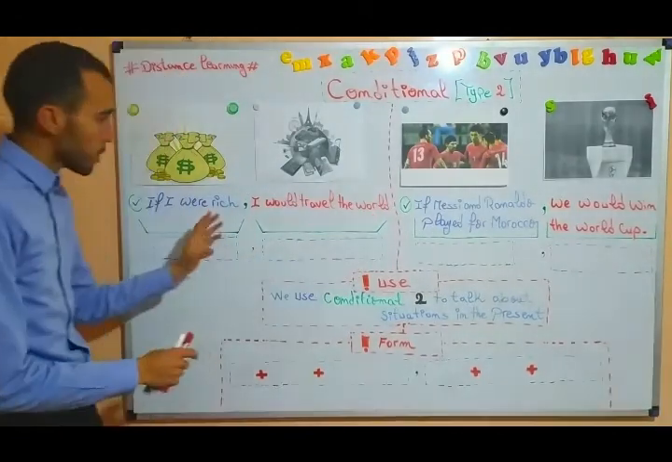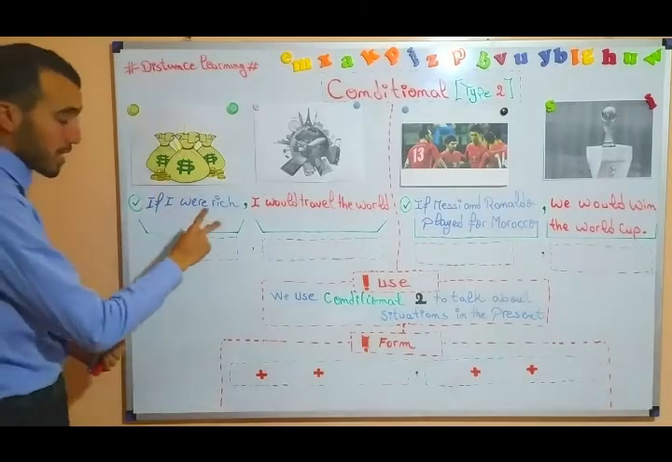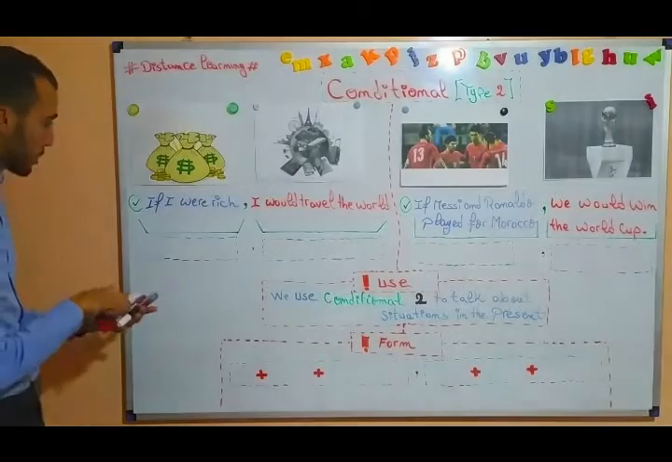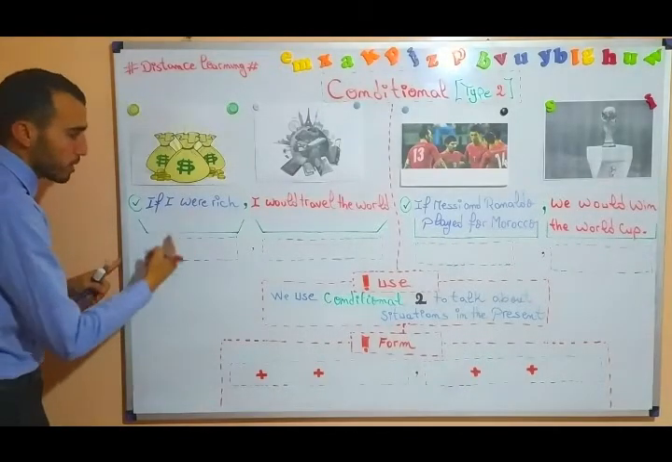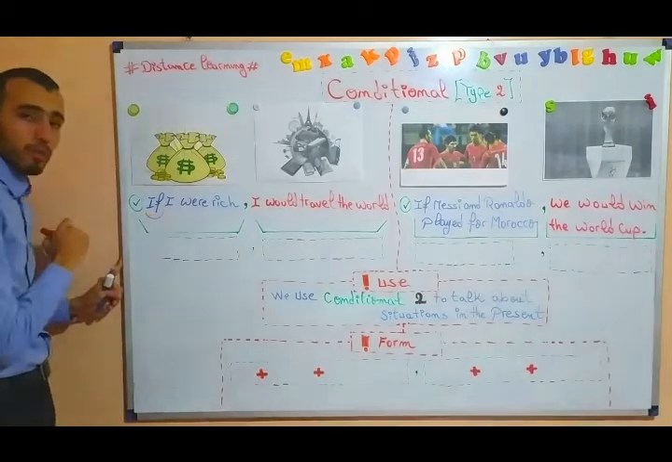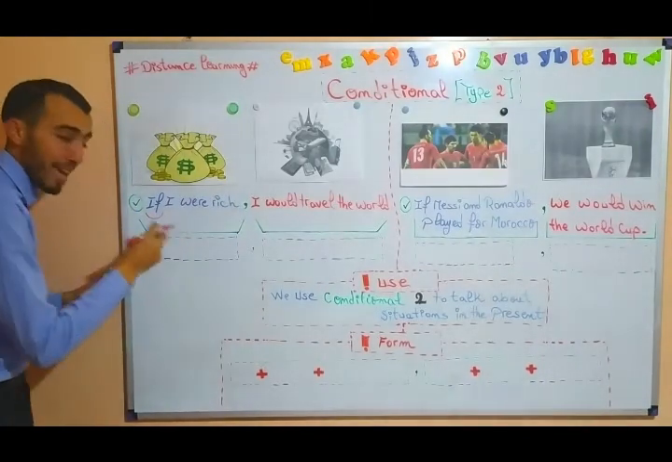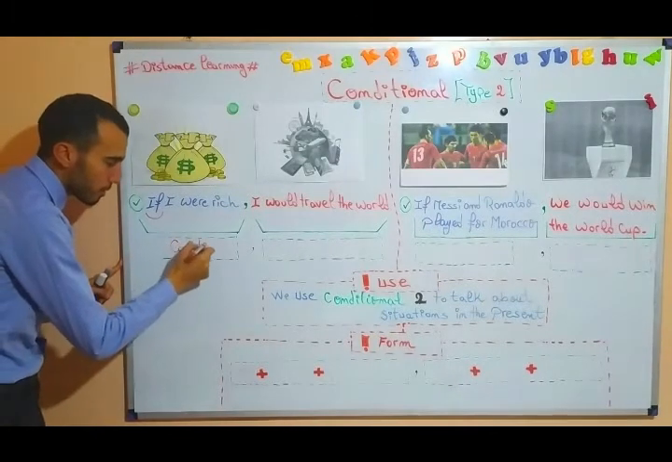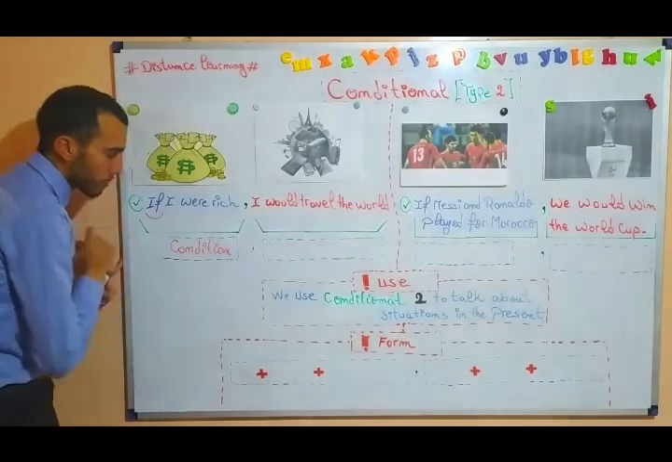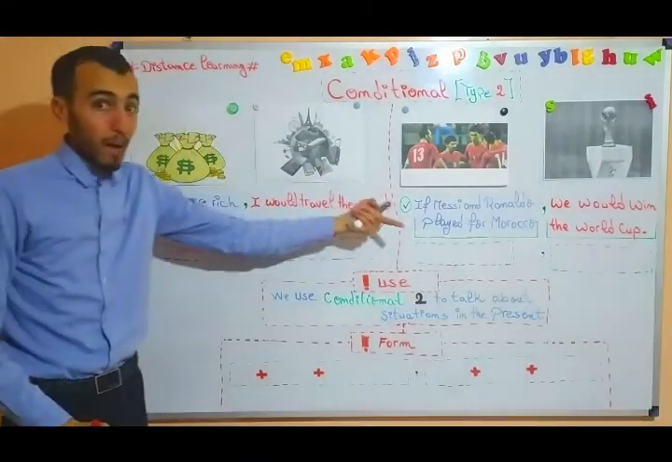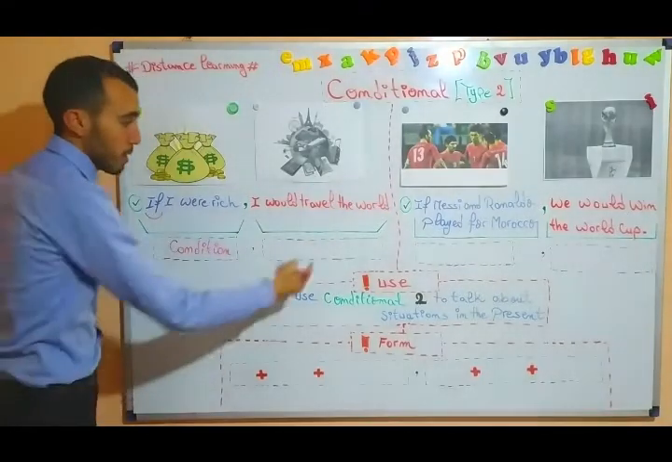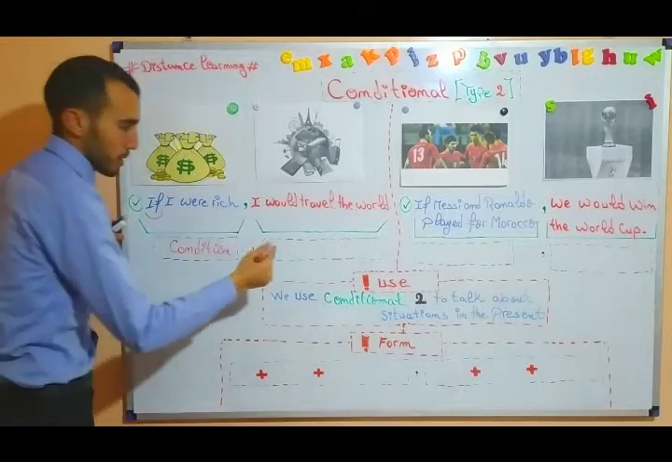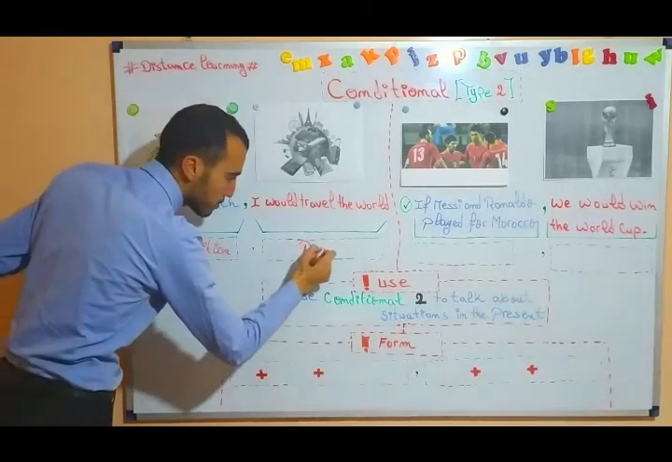So, in terms of the form, you can see that the sentence includes two main parts. The first part here, with the if word, is called the if clause. It usually contains the condition, and then what happens as a result of this condition. This is called in grammar the main clause, or the main part. It usually contains the result.